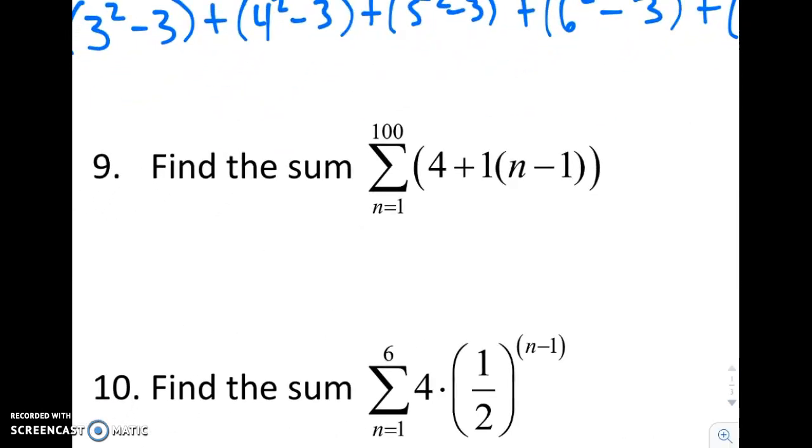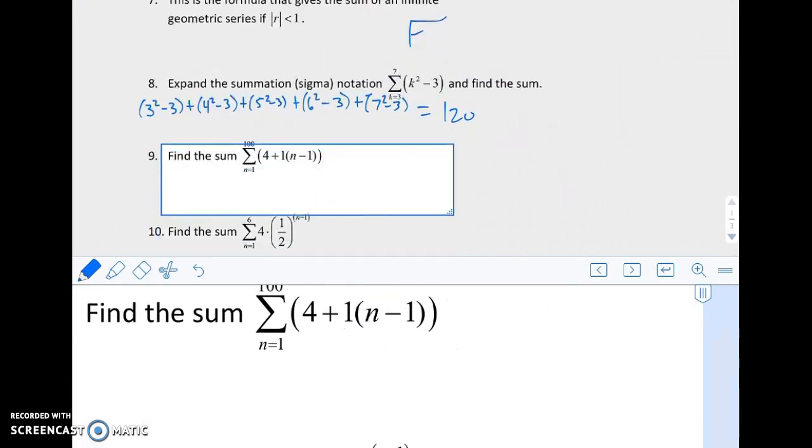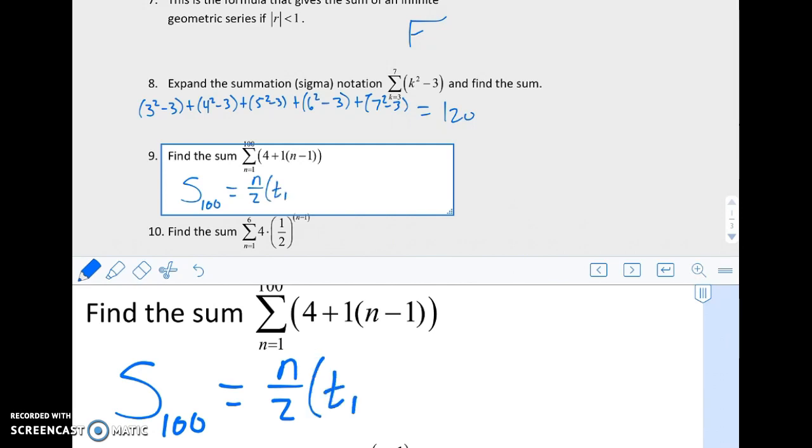Question number 9 wants us to find the sum from 1 to 100 of this series right here. This is an arithmetic series. We can tell because it's got the explicit rule for an arithmetic series in it, 4 plus 1 times n minus 1. And our formula for the sum of an arithmetic series, so the sum of the first 100 terms, is n over 2 times term 1 plus term 100.